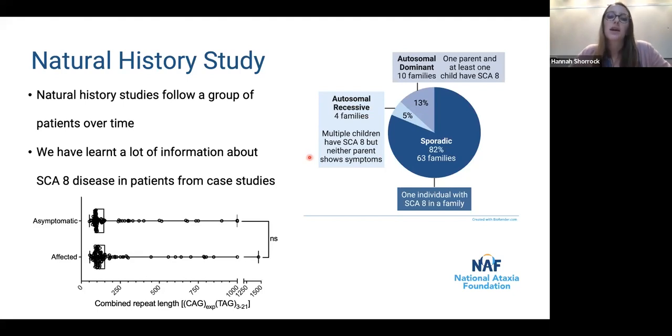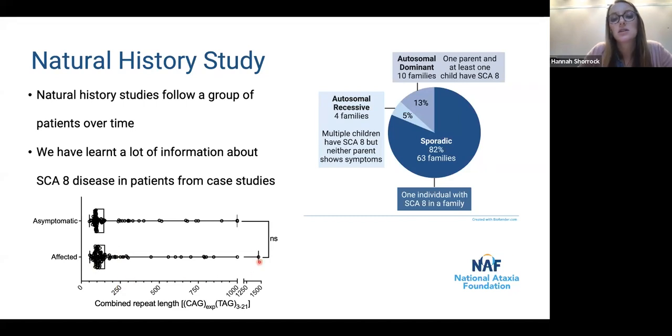What we've also learned from looking at case studies is understanding how repeat length relates to disease. And so this is why I said I didn't want you to think too much about those specific numbers that I used earlier to demonstrate the idea of a repeat expansion. What we have here are patients who are affected by SCA8. And so you will see that each dot here represents an individual, and the length of their repeat expansion is shown here. And so you'll see that the majority of these affected individuals do have repeat expansions that fall between that 70, 80 lower limit and about 250.